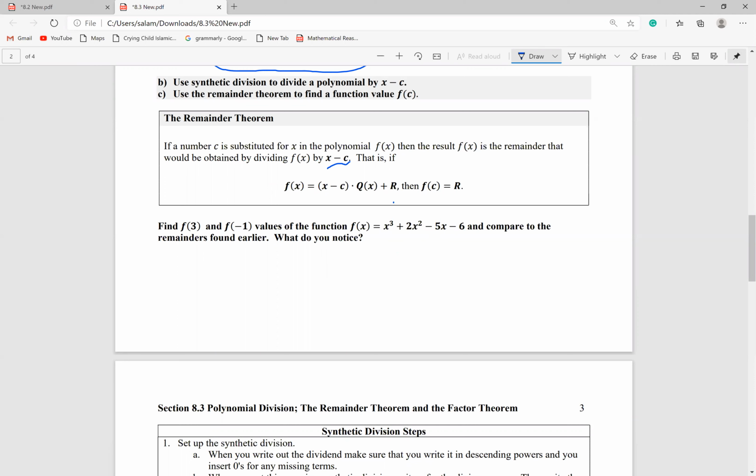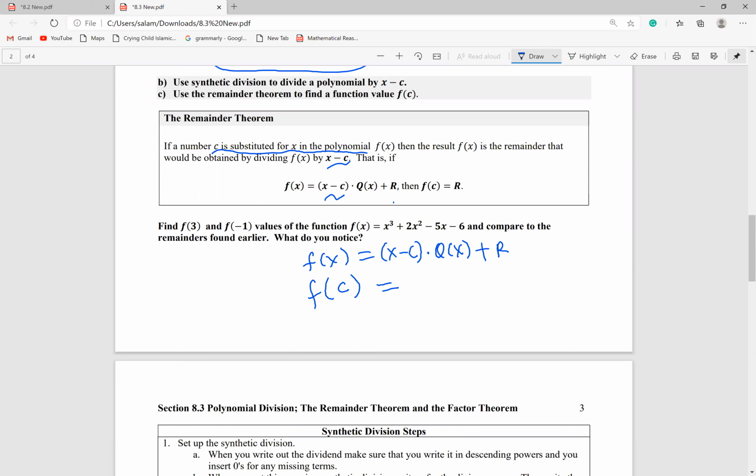So now let's say we want to find f of c. They say if a number c is substituted for x in the polynomial. So let's say we have our f of x, and our x minus c is our divisor. c is a constant, it can be any number, times q of x, which is our quotient, plus r. So now let's substitute x equals c.